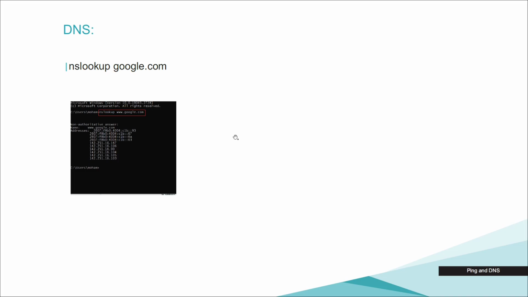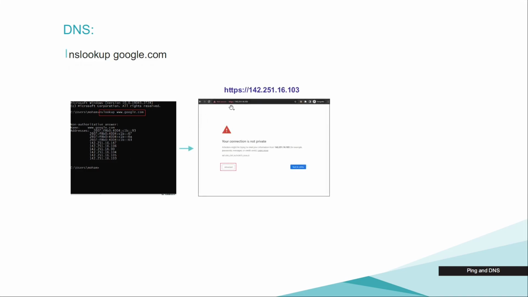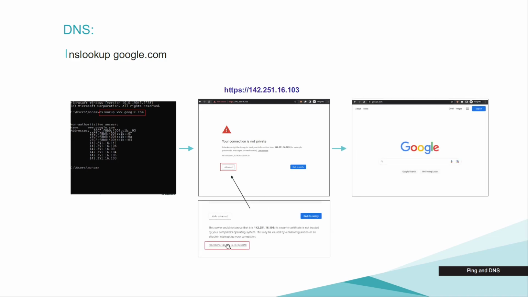You can test the DNS on your Windows machine by opening the CMD and typing nslookup www.google.com. It will give you the list of the IP addresses used for Google. You can open your browser and type https:// followed by one of those IP addresses. It will give you a warning. Just click on Advanced, then proceed to unsecure, and then you will land on the google.com page.